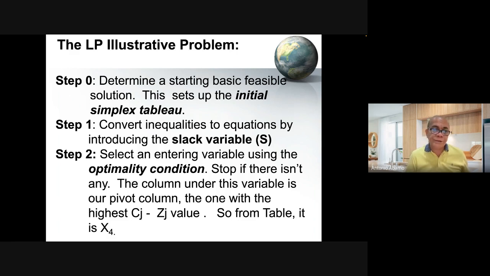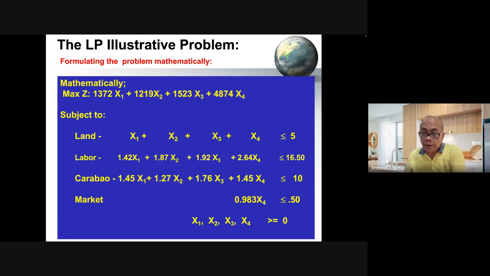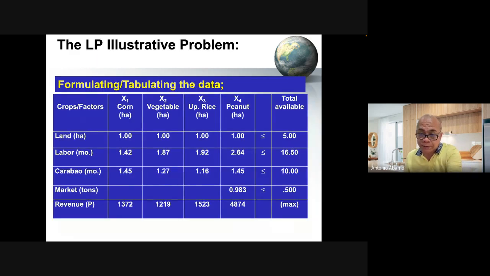Stop if there isn't any. The column under this variable is our pivot column, the one with the highest Cj minus Zj value. That is the final solution. So in the table, it is X4. This one. Yes, it is X4. Okay, that one.